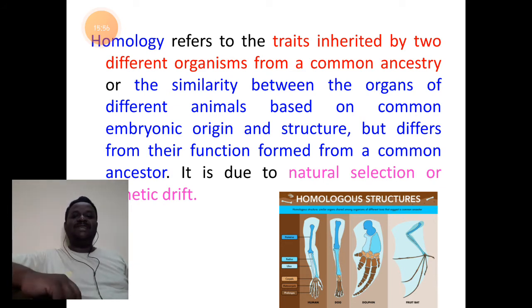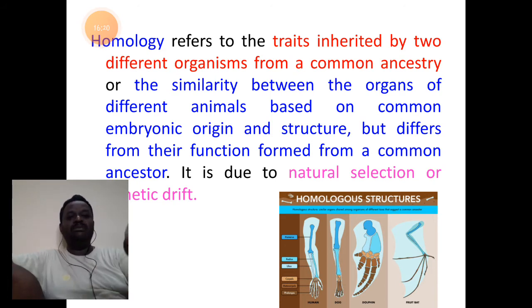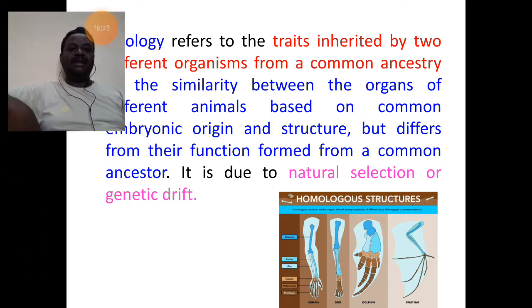Or in simple terms, we can say that organs with similar structural organization and origin but different functions are called homologous structures or organs. They originate from a common ancestor. So it is due to two important concepts. Number one, natural selection and genetic drift.